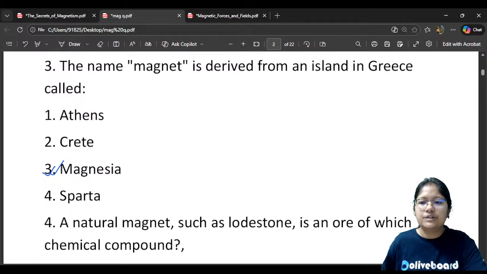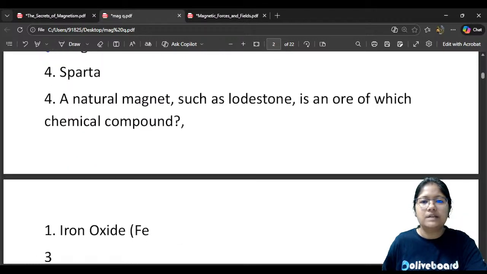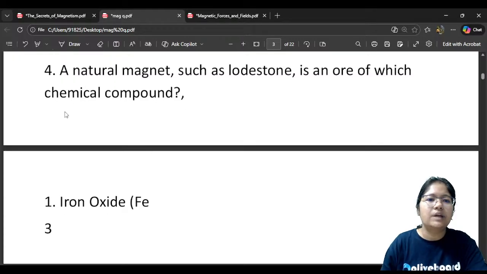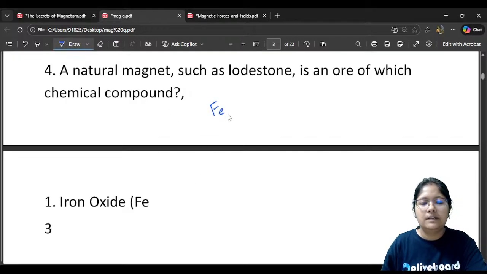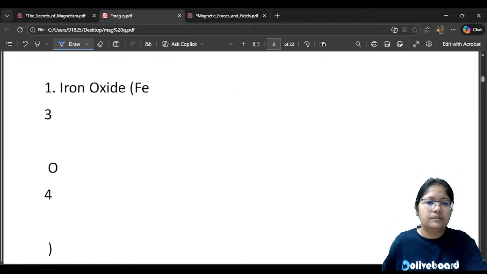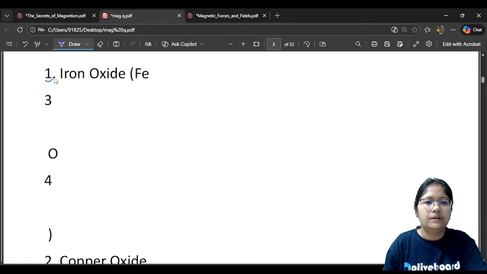Okay. Next question. A natural magnet such as lodestone. Lodestone is an ore of which chemical compound? So we had seen that it is Fe3O4, iron oxide, right? So yes, very good. You have to find it in the options. Fe3O4. I think it is here only, the first one. Fe3O4.